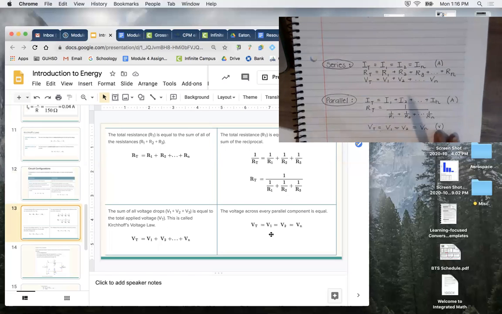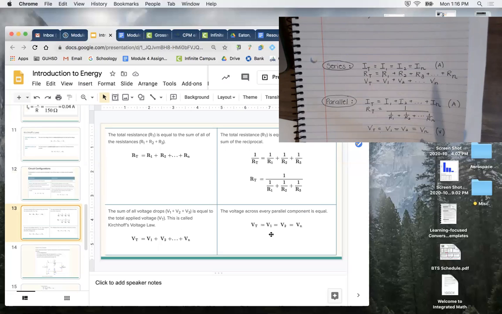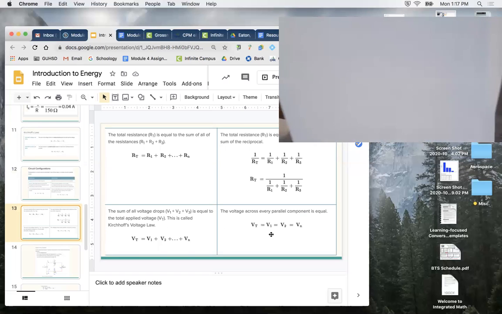So now we're going to see one example. We're going to see an example of this. In order to do that, I'm actually going to take out a separate sheet of paper so that I can have these to cross-reference as well.